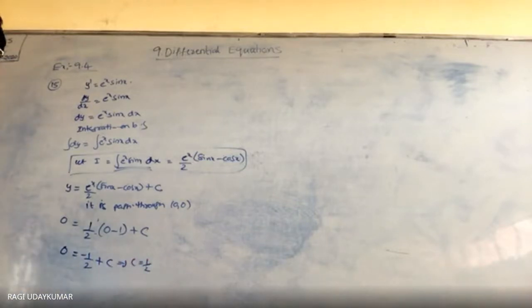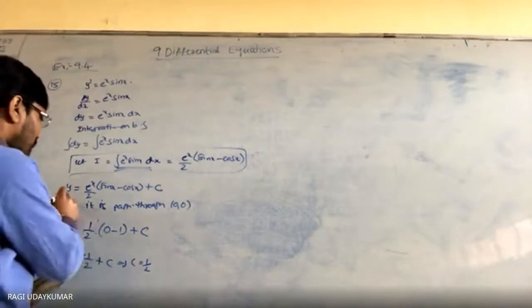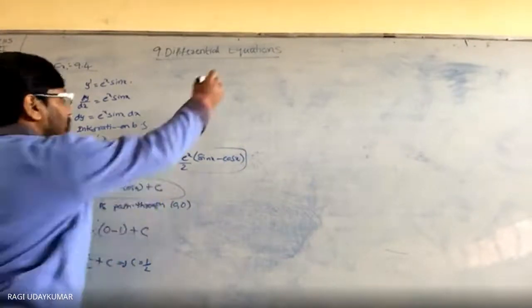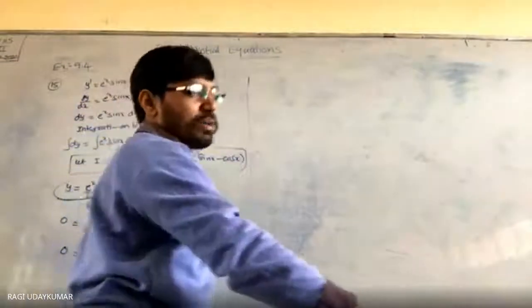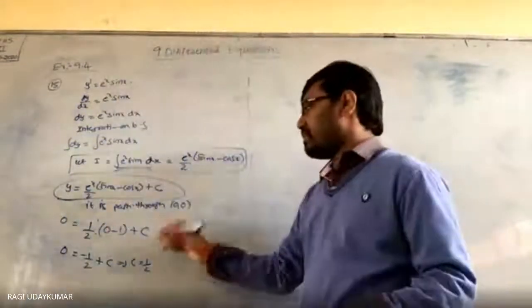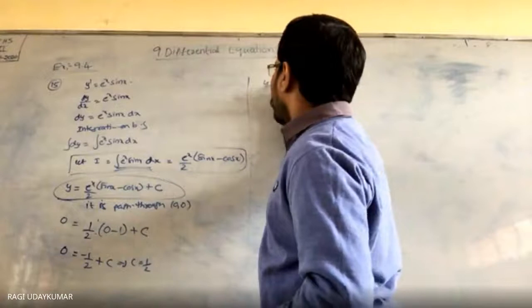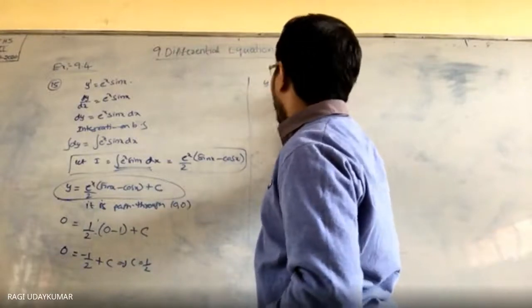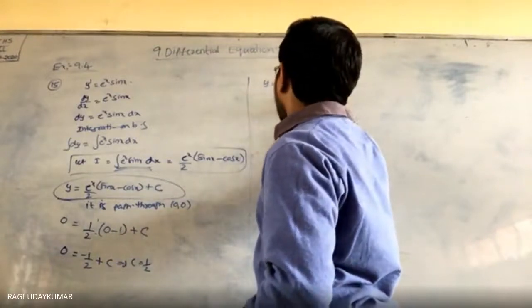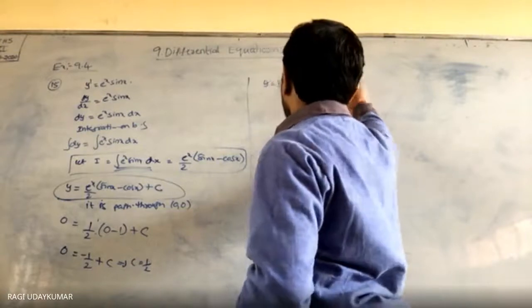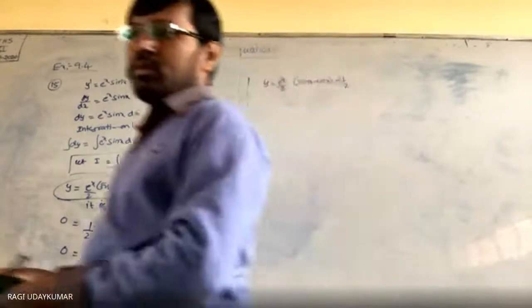So c is equal to plus 1 by 2. In the solution, in place of c we have to write plus 1 by 2. So y is equal to e power x by 2 of (sin x minus cos x) plus minus 1 by 2, minus 1 by 2.